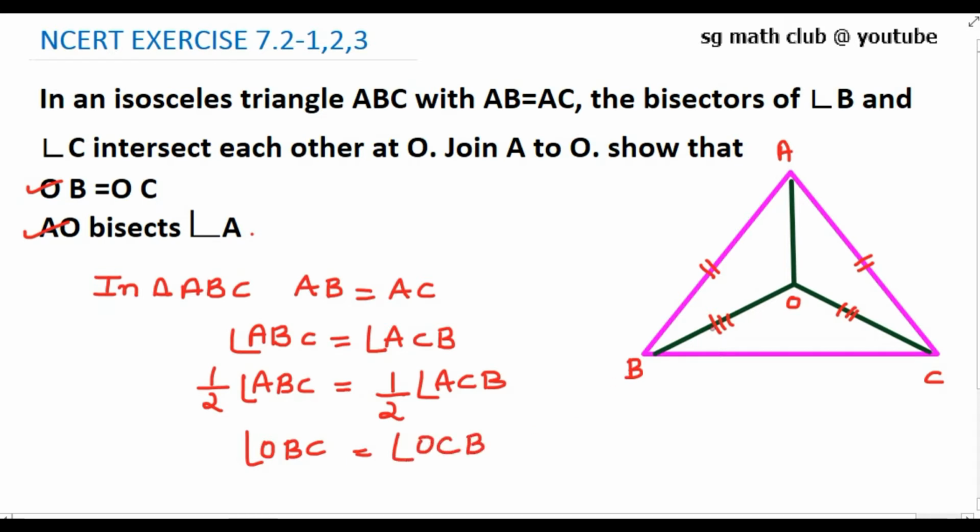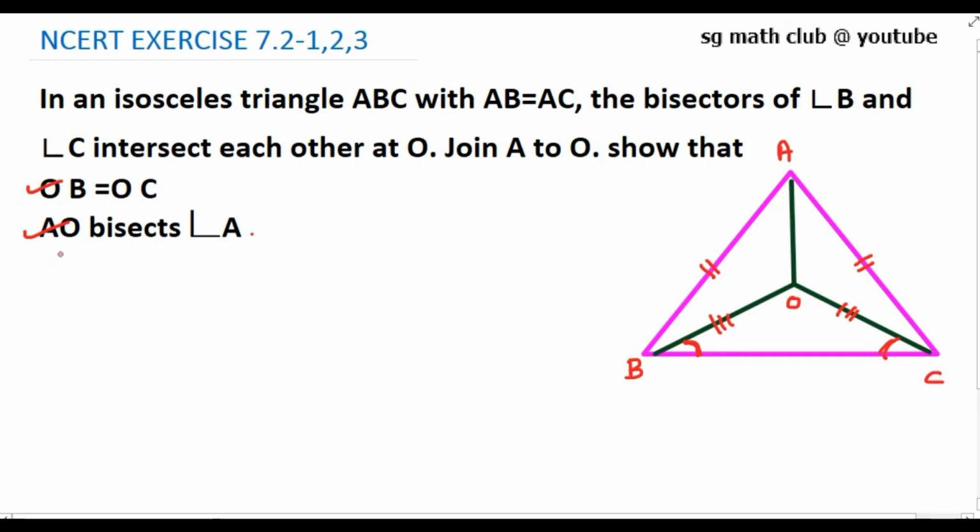Again, if these two angles are equal, then we can say that sides opposite to equal angles are equal. So we are going to use that property: OB is equal to OC because the sides opposite to equal angles of a triangle are equal. Hence we have proved the first one, OB equal to OC.